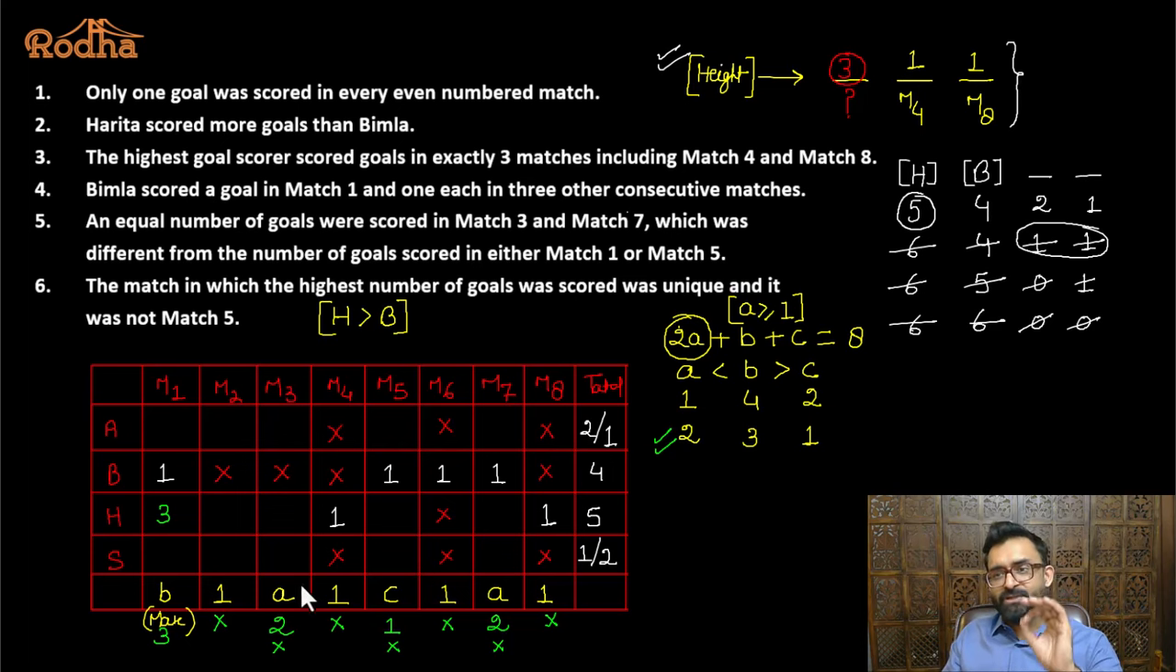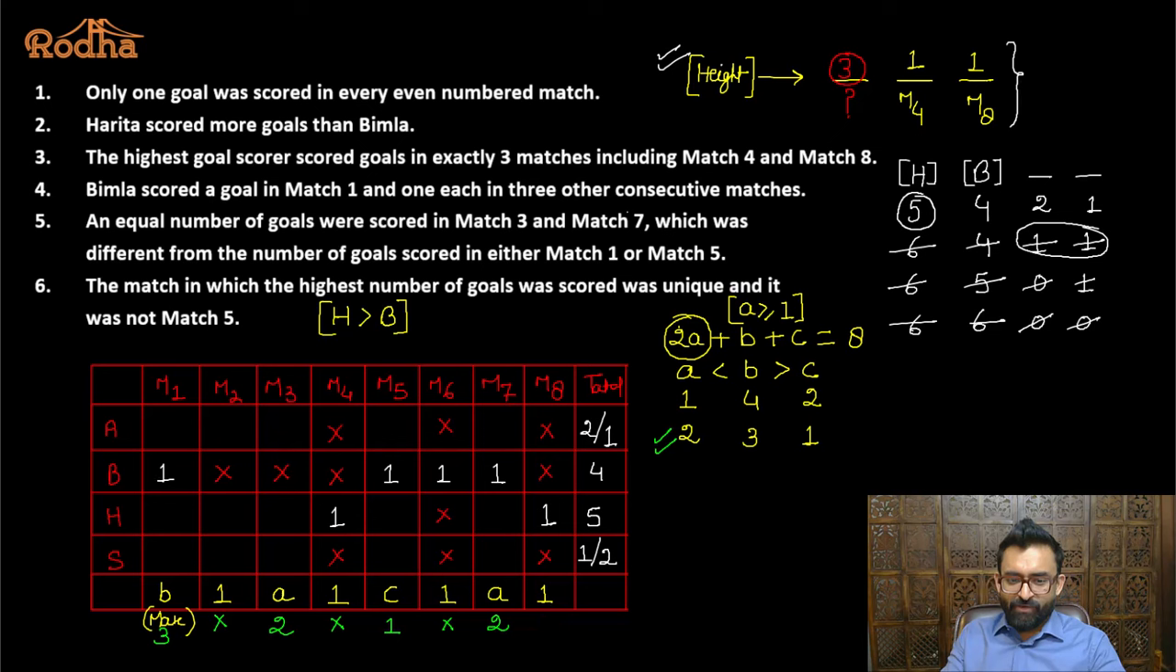Fine. Harita scored 3 goals in a match because she scored a total of 5 goals. And I have an idea about the remaining 2 goals. The 3 goals out of 5, she'll be scoring in the match in which the highest number of goals are scored, because none of the other cases are possible. This is 1, this is 2, this is 1, this is 1, this is 1, this is 2, this is 1. So in no other match can she score 3 goals. That is the only possibility, she can score 3 goals in match number 1. Fine. But this case is not possible. Why? Because 3 plus 1 has to be 4 and it is coming out to be 3, which is contradictory. So let's ignore this case.